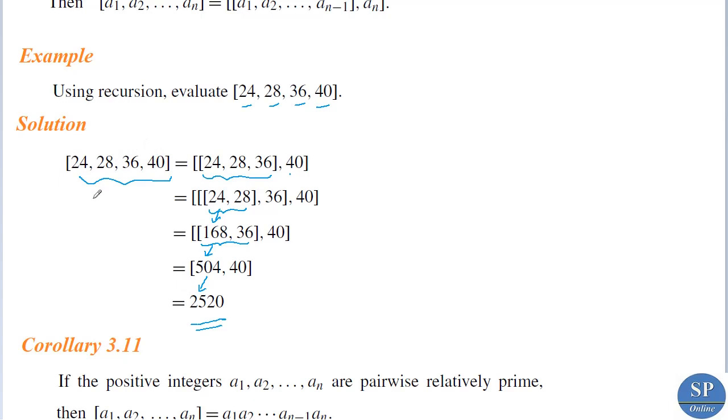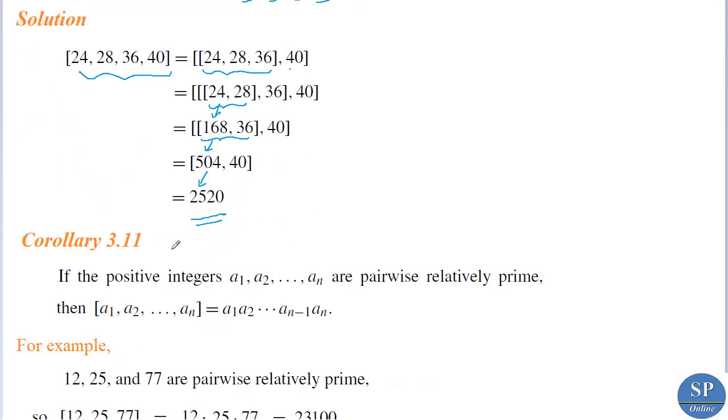Okay, so we have a corollary of this theorem. If the positive integers a1, a2, etc., an are pairwise relatively prime, that is, GCD of ai and aj is equal to 1 if i is not equal to j, then the LCM of a1, a2, etc., an is equal to a1 into a2 into etc., an minus 1 into an.